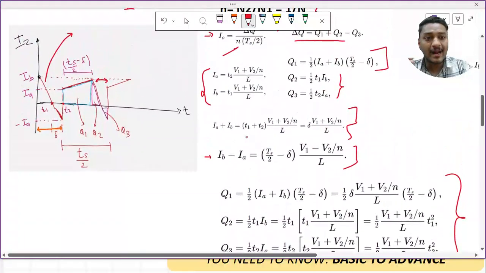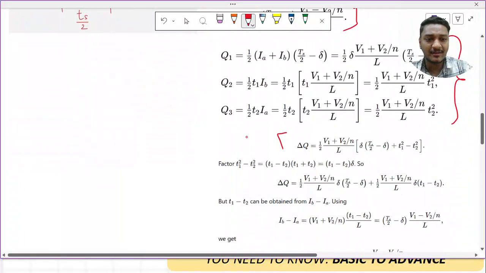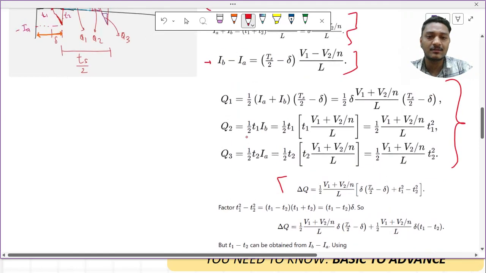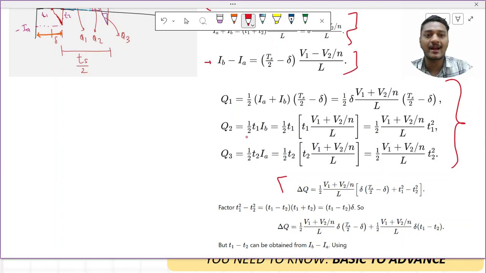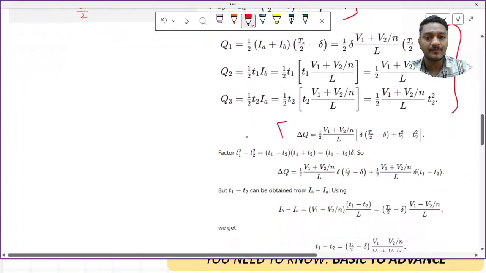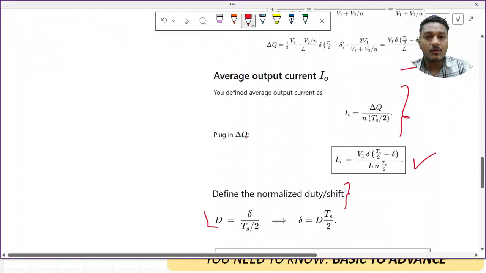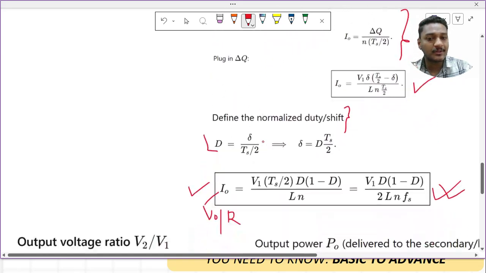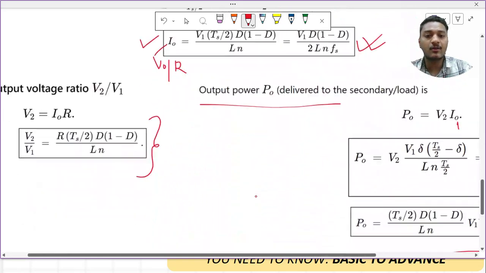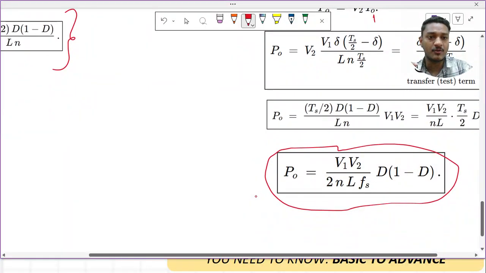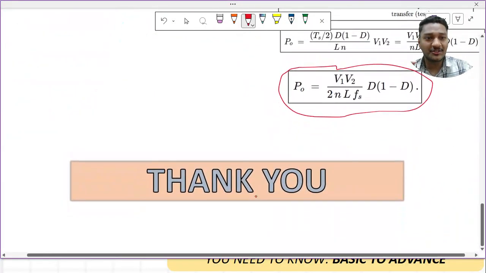I have tried my best to explain the things. If you think something is wrong, or that I might have missed telling you something, you can just comment it out. I'll surely reply. Then we derived the output current expression, and finally we came up with the formula for P naught. So this is all for this video.